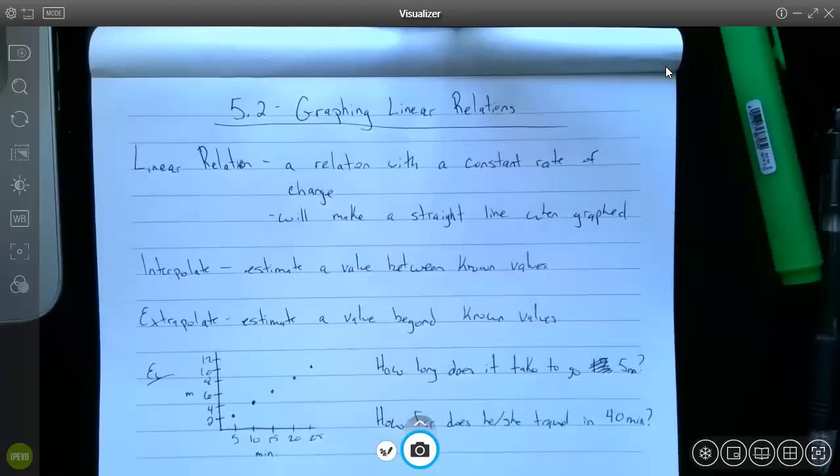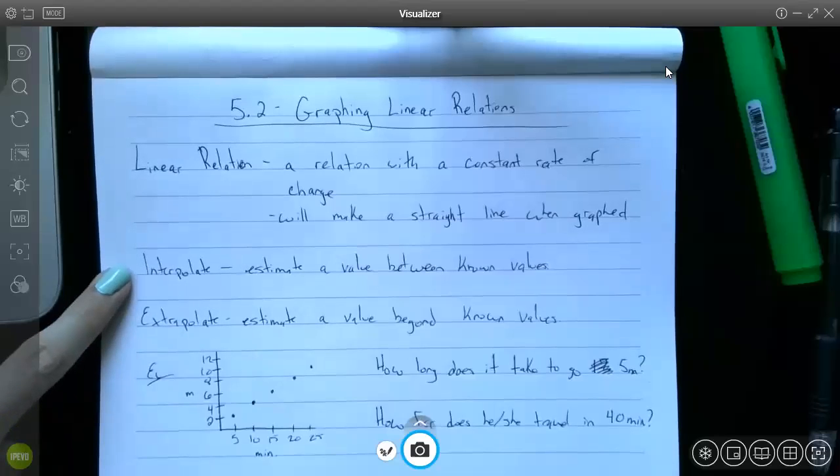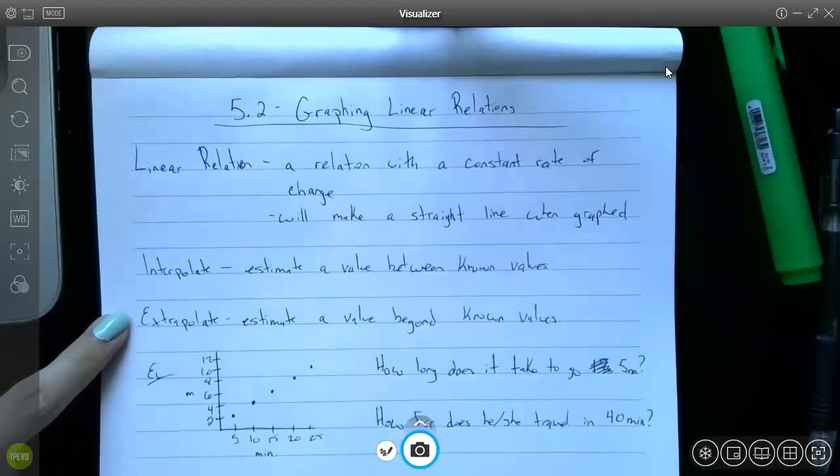We can then read the graph using either interpolation or extrapolation. So when we interpolate, that's when we estimate a value between known values. And then extrapolate is when we estimate a value beyond the known values.